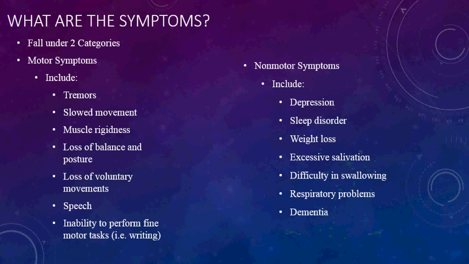So what are the symptoms? The symptoms of Parkinson's disease fall under two categories: motor-related symptoms and non-motor-related symptoms. The motor-related symptoms include tremors, slowed movement, also known as bradykinesia, muscle rigidness, loss of posture and balance, loss of voluntary movements, speech changes, and inability to perform fine motor tasks.